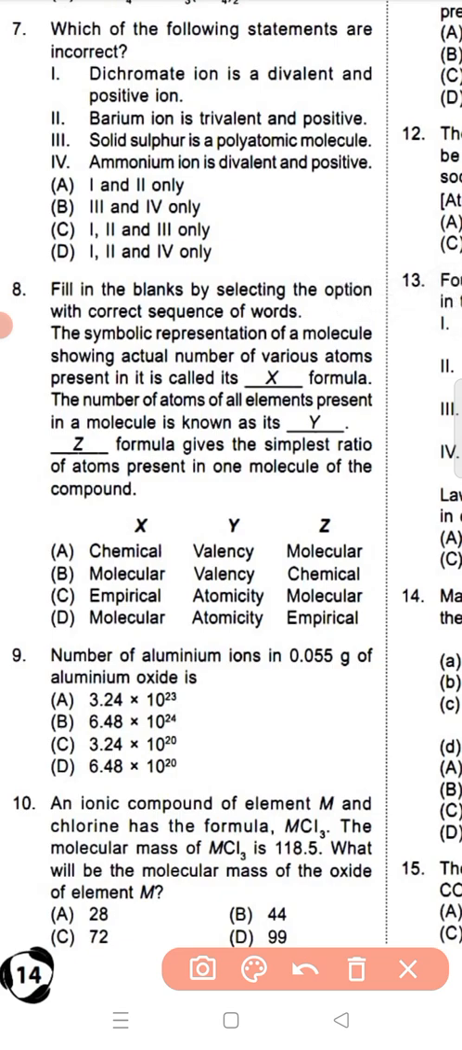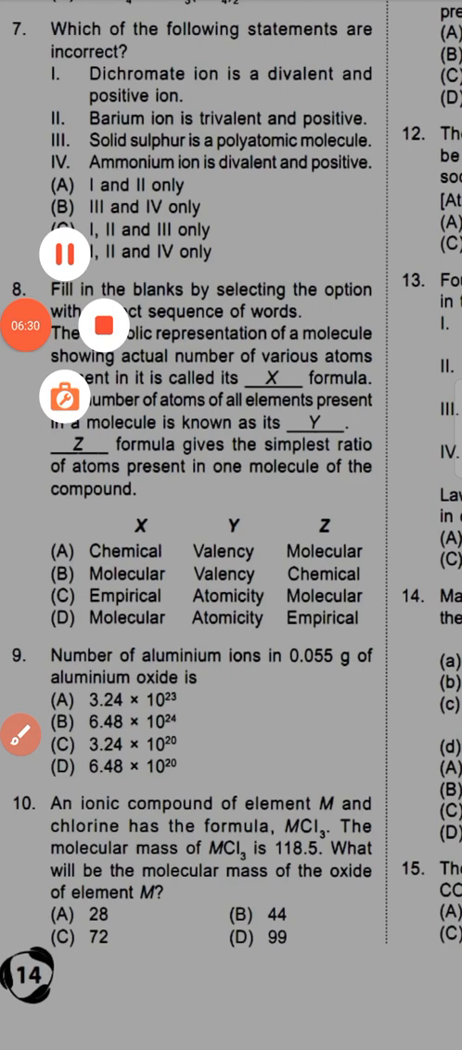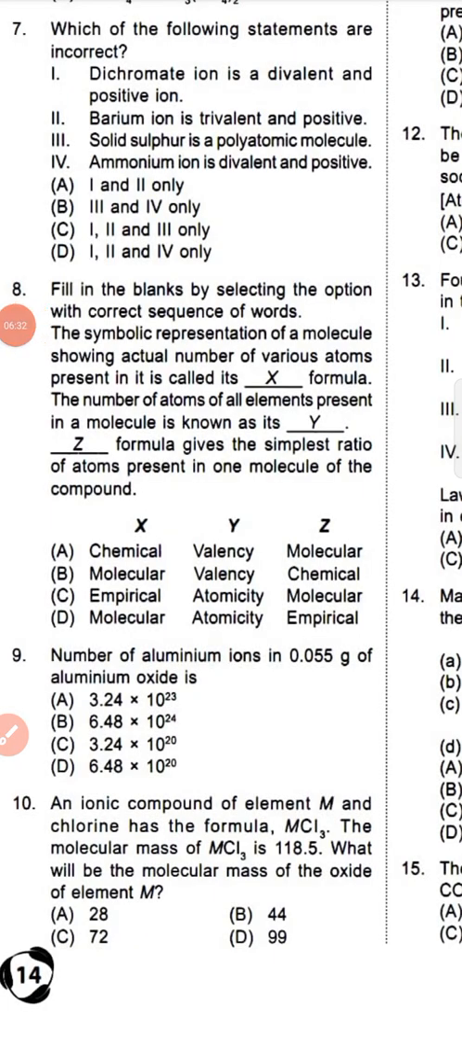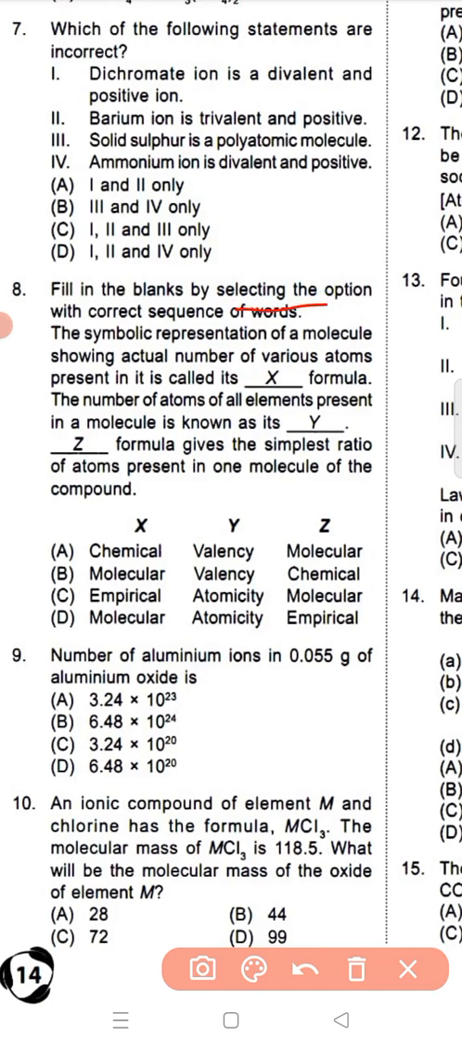Fill in the blanks by selecting the option with the correct sequence of words. The symbolic representation of a molecule showing the actual number of various atoms present in it is called X formula. The number of atoms of all elements present in a molecule is known as its Y atomicity. Z formula gives the simplest ratio of the atoms present in one molecule of the compound.